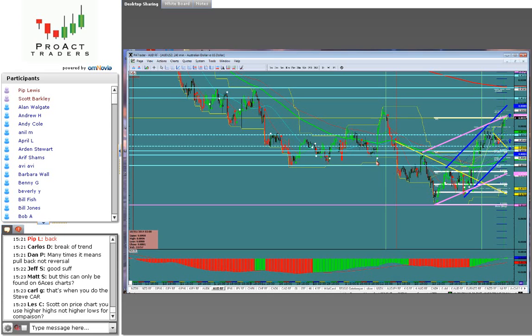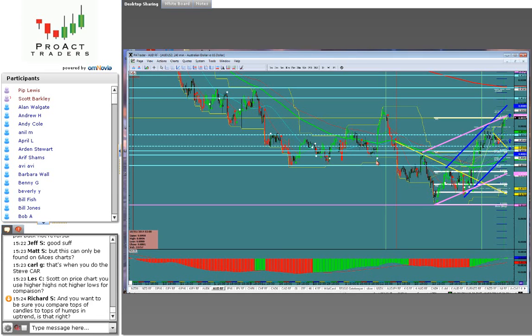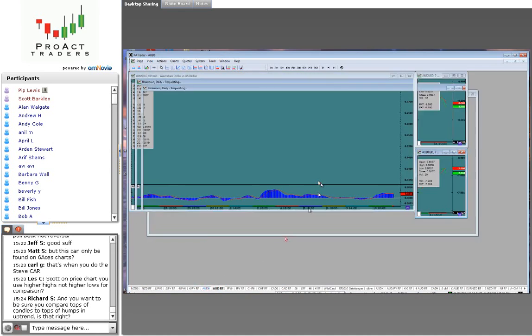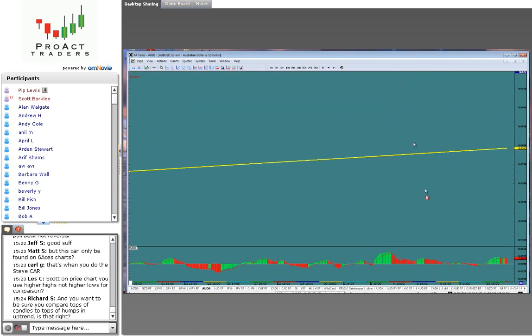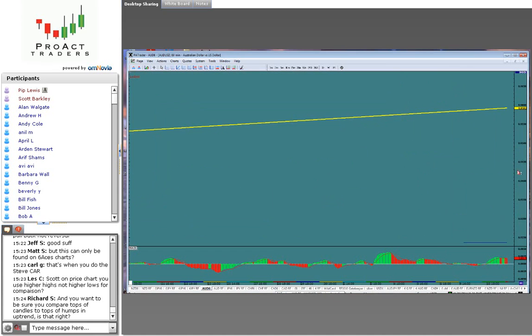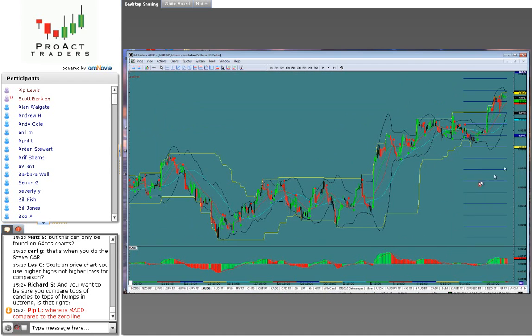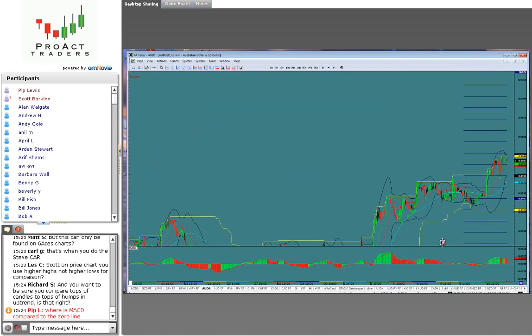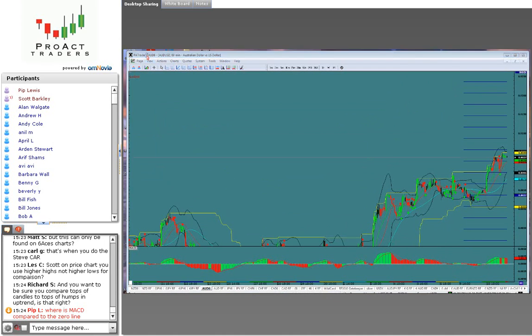On the price chart, you use higher highs, not higher lows. Don't understand the question. Depends on what we're looking for. Les, you talking about for divergence? Divergence depends on which way it's going. We're watching the movement of the MACD over in that 60-minute chart. The MACD's job is to follow the candlestick. As long as it's following the candlestick, we're fine. Right? When it no longer can follow the candlesticks, now we have a problem, right?